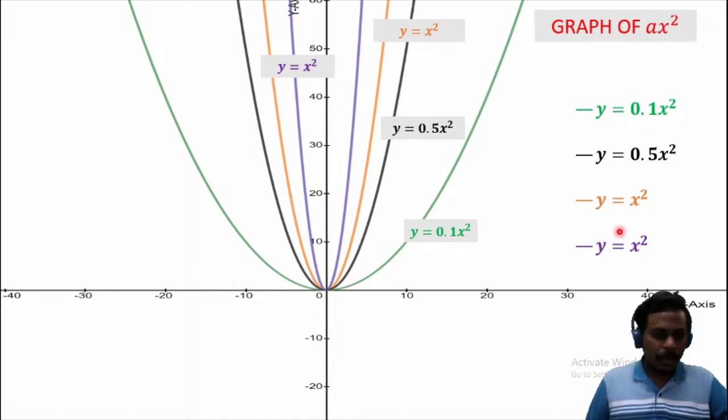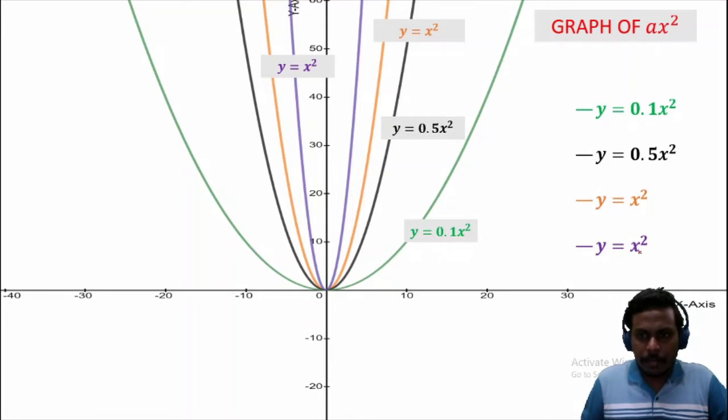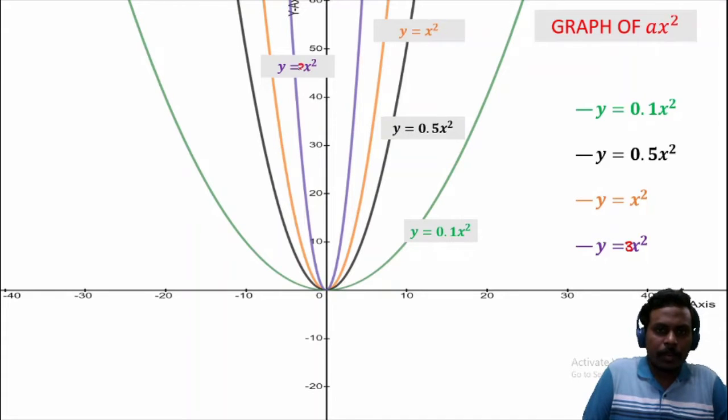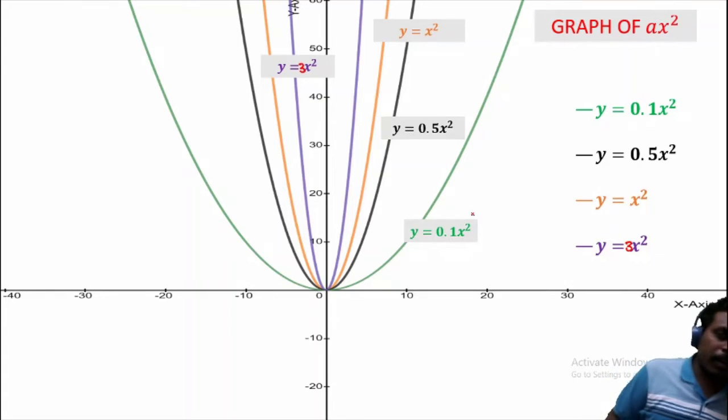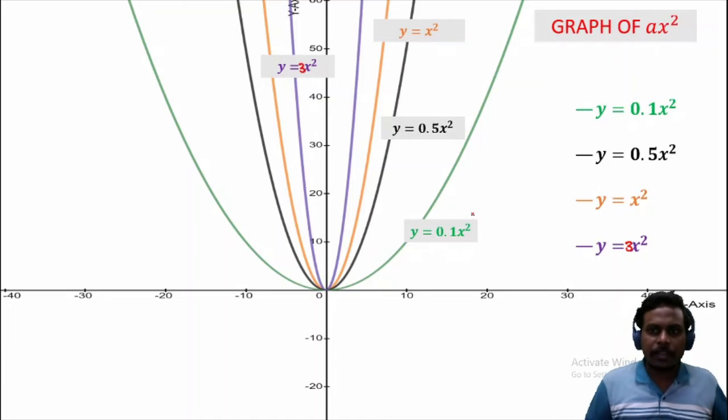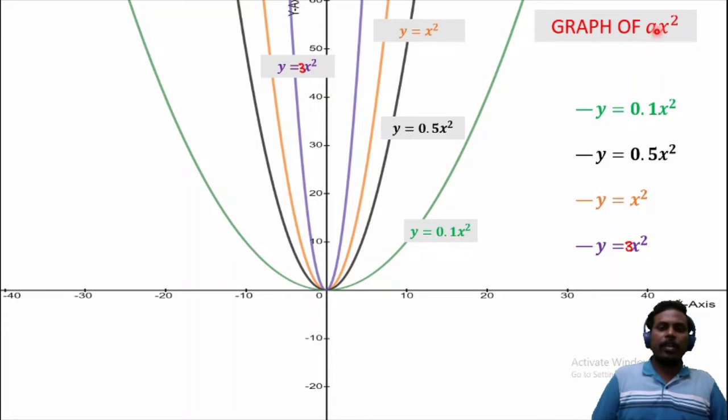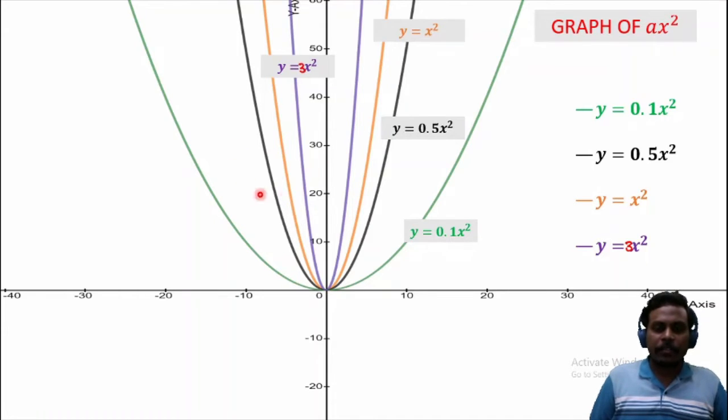Actually, I have made a mistake here. This graph must be 3 x square, and here also I am correcting that it is 3x square. After looking at these graphs, of course, there are 4 curves actually. All those graphs look like the previous graph x square. The only thing we have done here is multiply a constant a to the graph x square. This is how the graphs look.